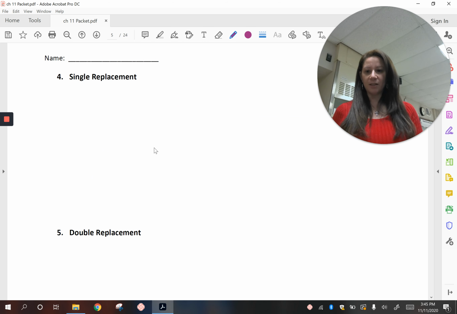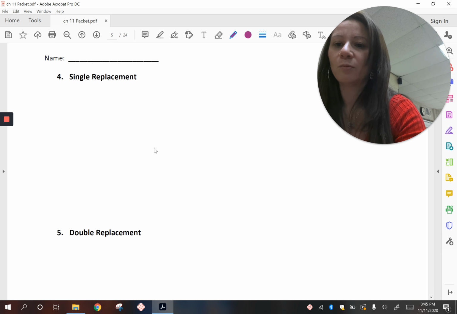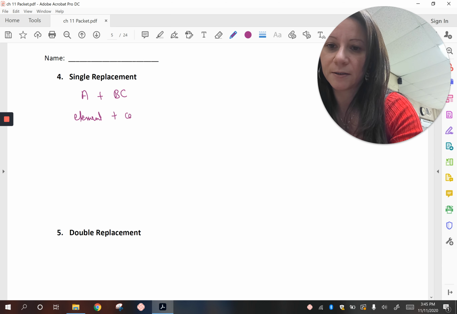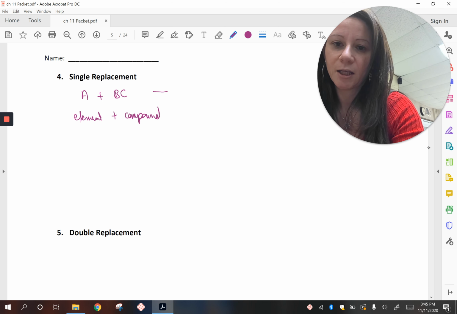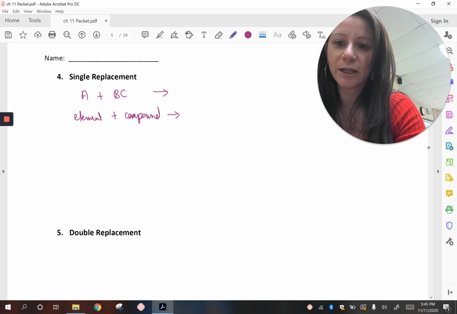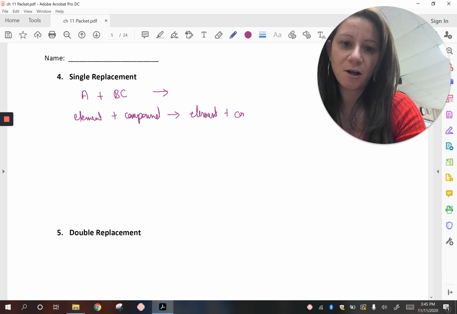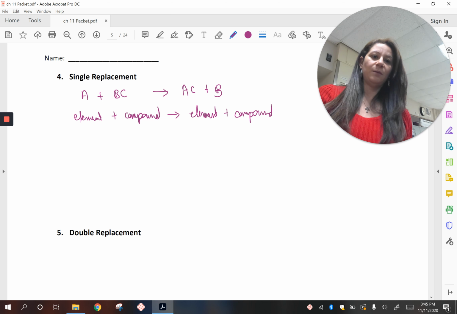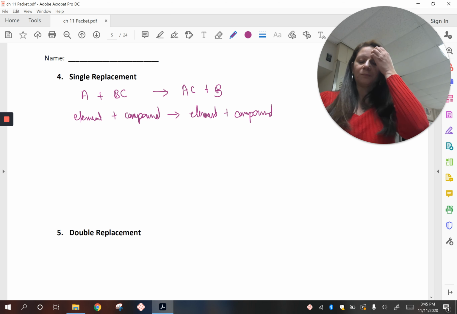So single replacement is where you have an element and a compound. And when this reacts, you will get a different element and a different compound at the end. So, for example, in this case, you might get AC plus B or AB plus C, depending on what type it is.